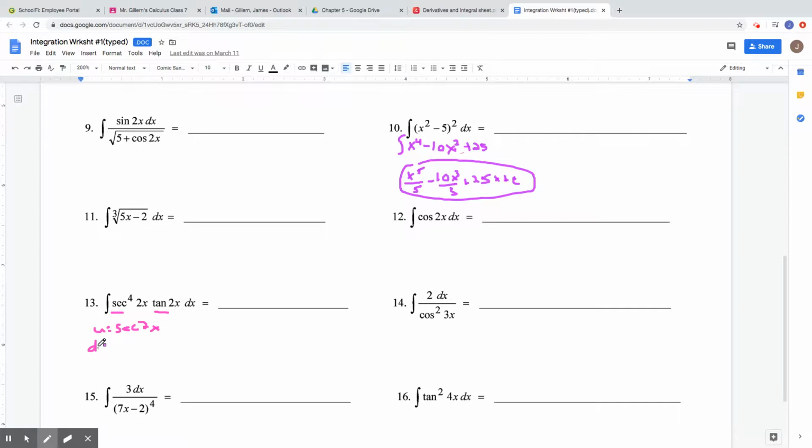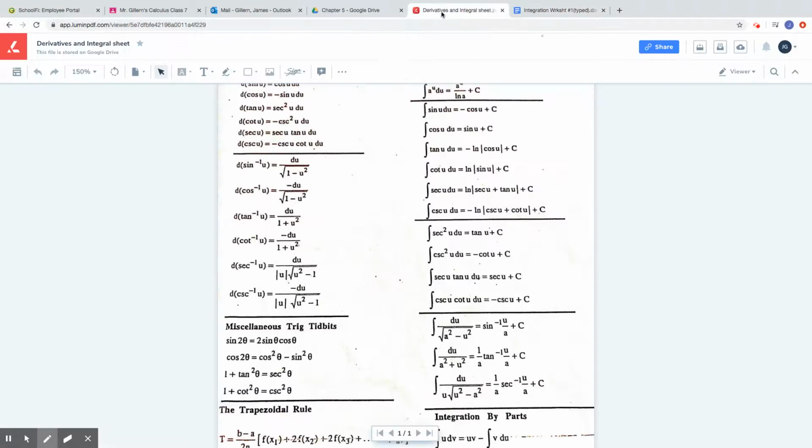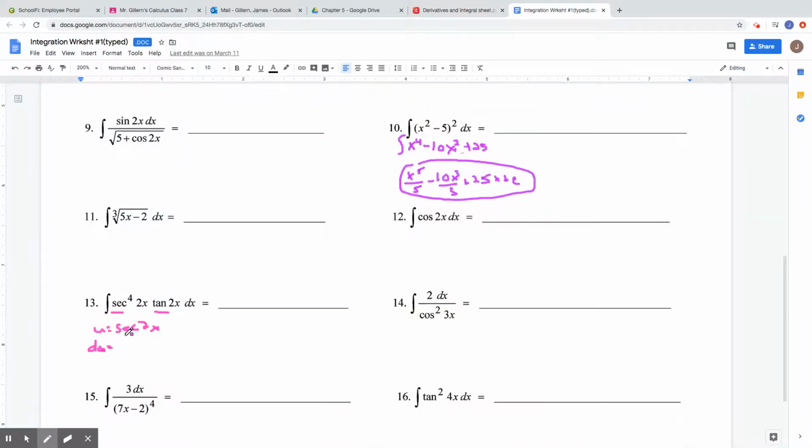All right. Then we take the derivative of secant. If you forget, you can always look at your integrals, but hopefully I remember, the derivative of secant is secant tangent. It says it right there. So it's secant 2x tangent 2x times the derivative of whatever comes after it, which was 2.